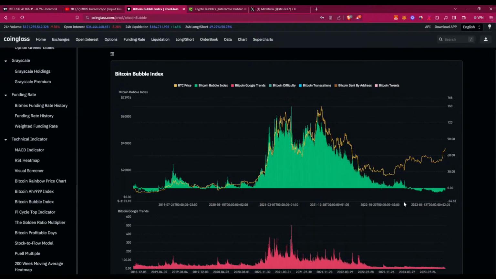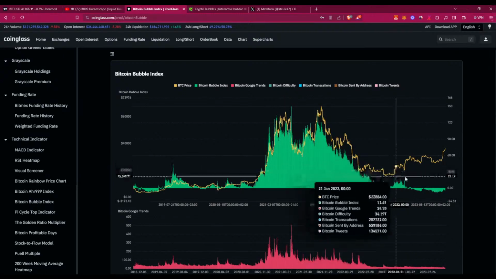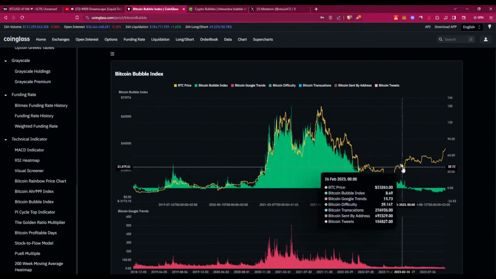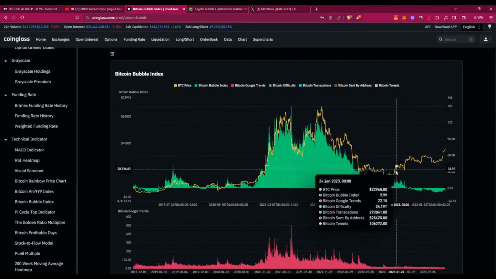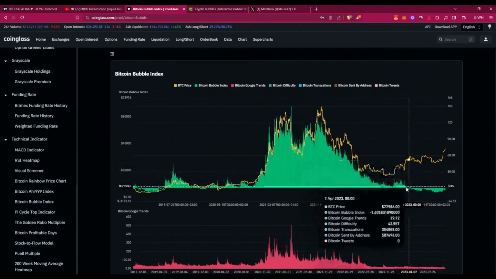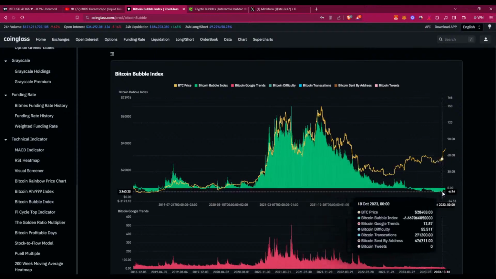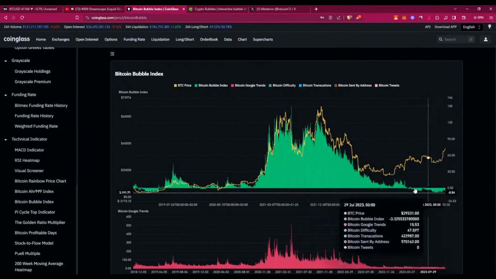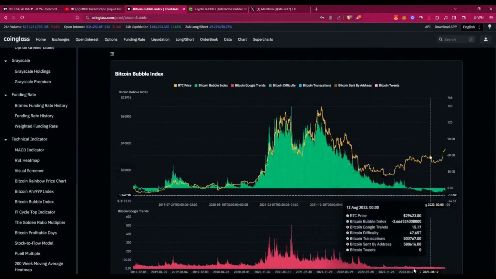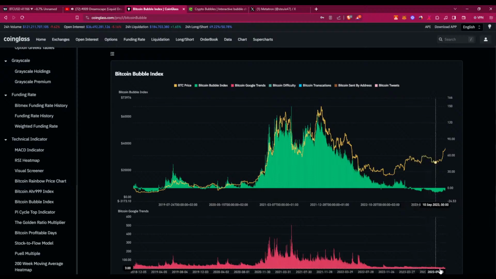But once we pumped back up here, I don't know why, but I believe in this region most of the people present were the bears. They wanted to short further, and once they got liquidated, the chart fell into a negative bubble index, which means not many people were trading or investing in Bitcoin. And here you can see we are almost at an all-time low in Google Trends, so nobody is really researching Bitcoin.